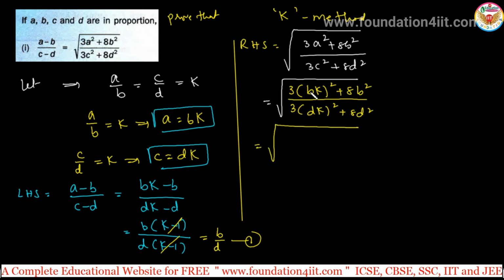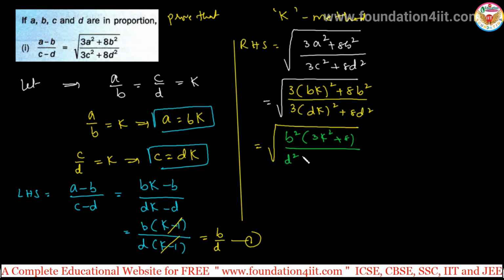Here simplify b k whole square. So b square and k square. So just take the b square common. Then it becomes 3k square plus 8 divided by d square, which is common in this. Again 3k square plus 8. Here if you observe, this gets cancelled.